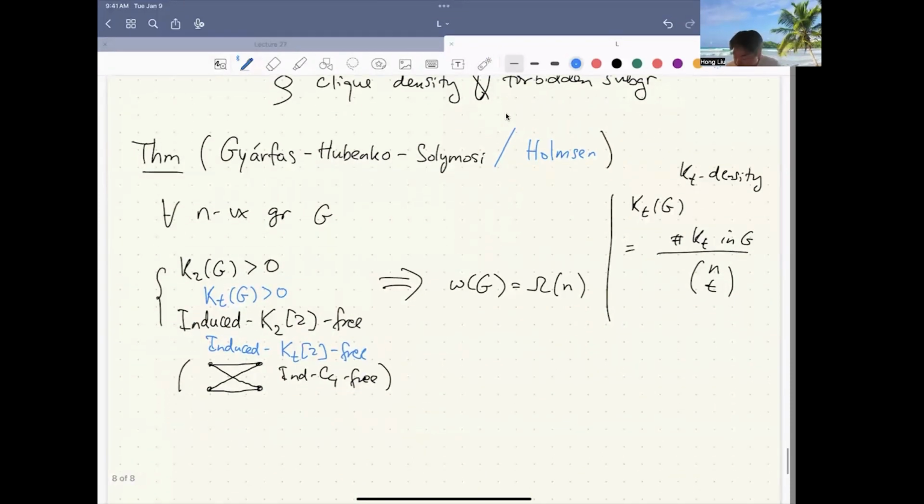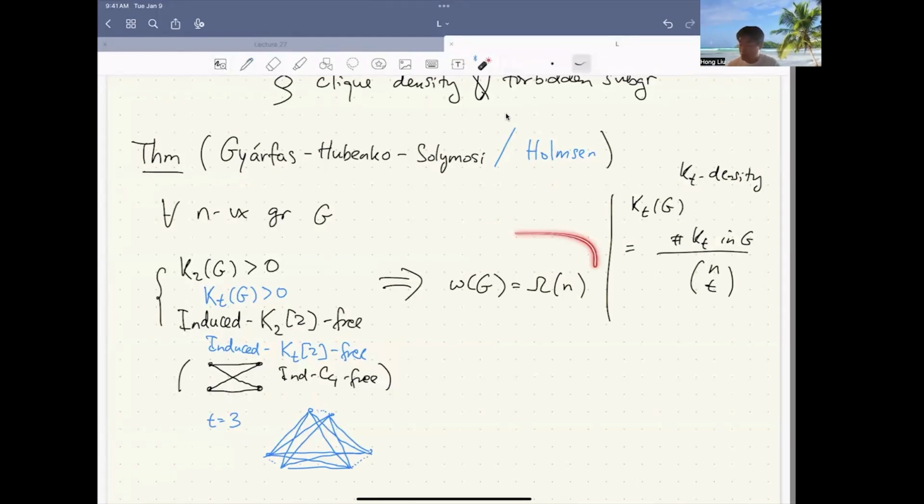So let me draw the t equal to 3 case. You have 3 groups of vertices of size 2. Inside each group of size 2, there's no edge, so no edge, no edge, no edge. But between different groups, you have all possible edges. You don't have this graph as an induced subgraph, and your K_t density is positive, you will get the same conclusion. All right?